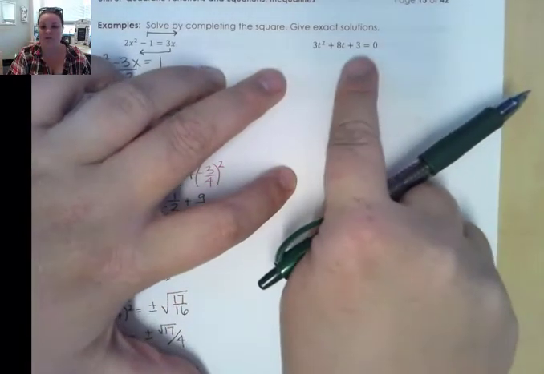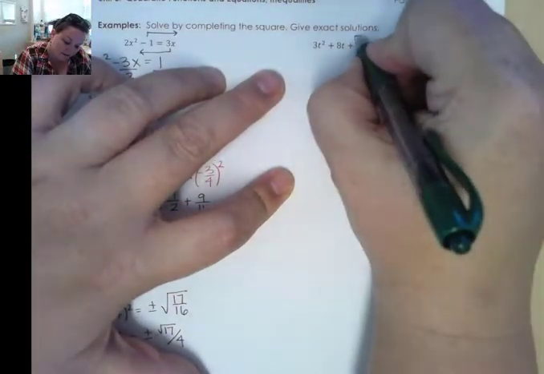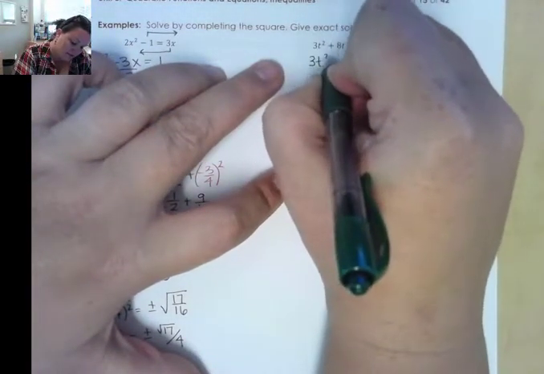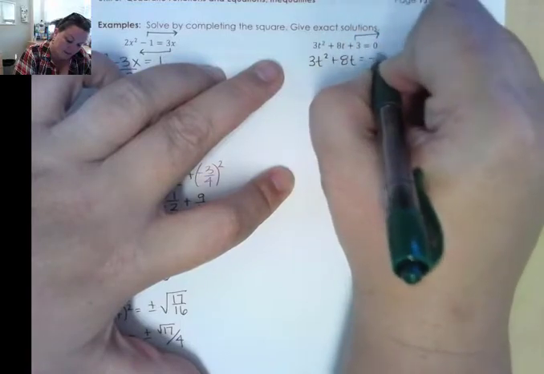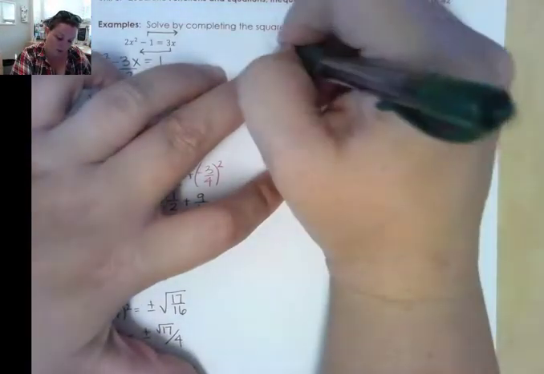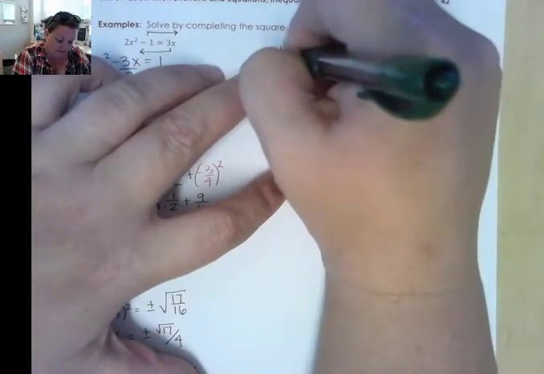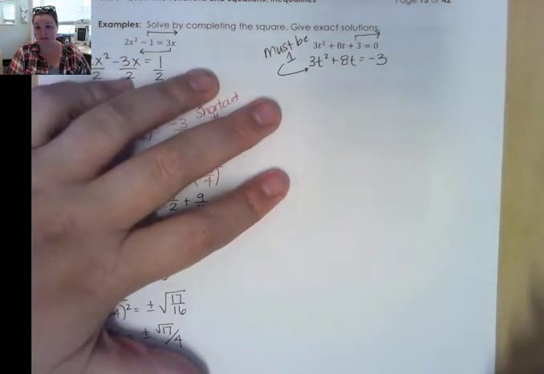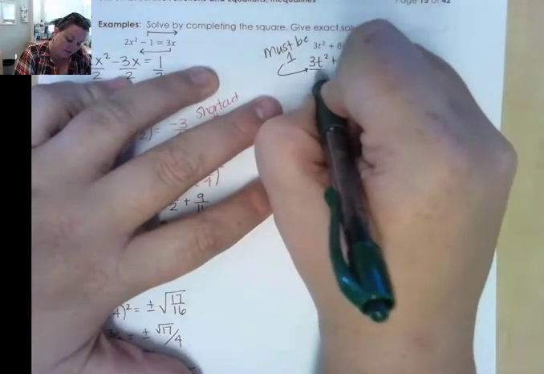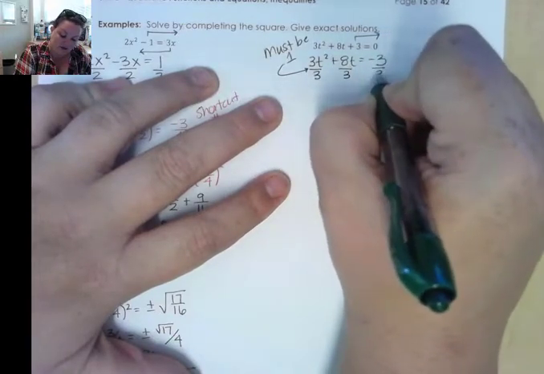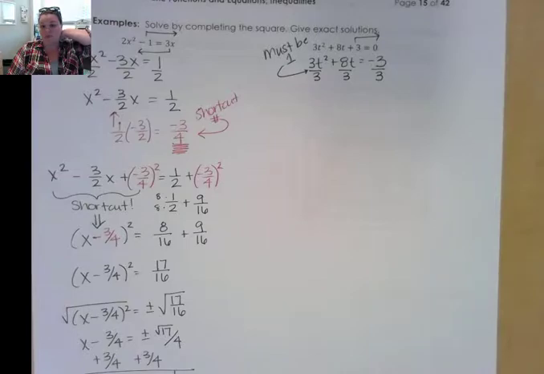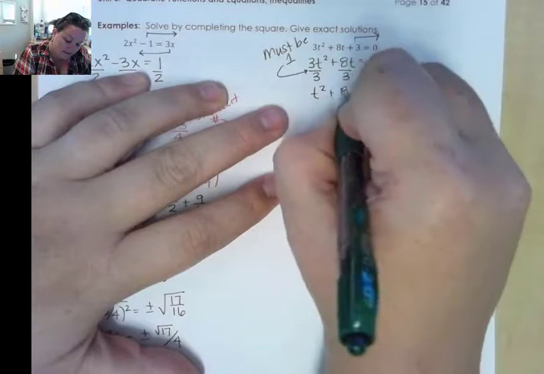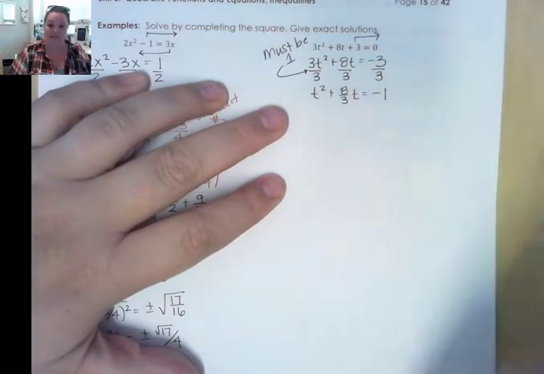So first things first, we move our constant term to the other side. So if I move my positive 3 over, I do that by subtracting. So I get 3t squared plus 8t is equal to negative 3. And then remember, our leading coefficient must be 1. Okay, so in order to get my t squared term to just have a leading coefficient of 1, I need to divide off that 3. But if I divide off that term, I have to divide it off of every single term in this equation. Okay, so that leaves me with t squared plus 8/3 t is equal to negative 1.